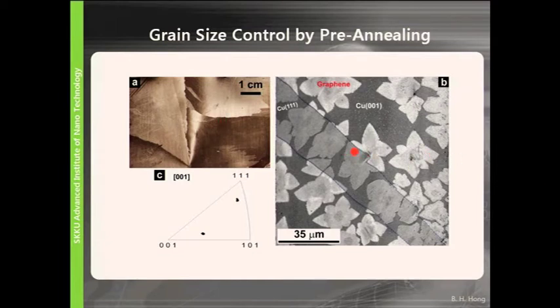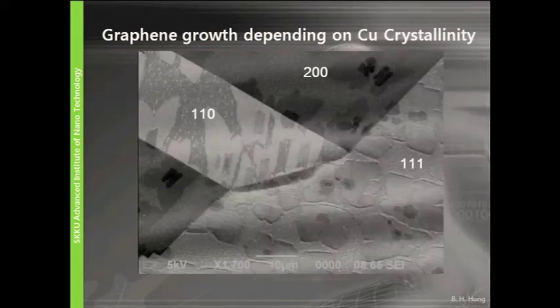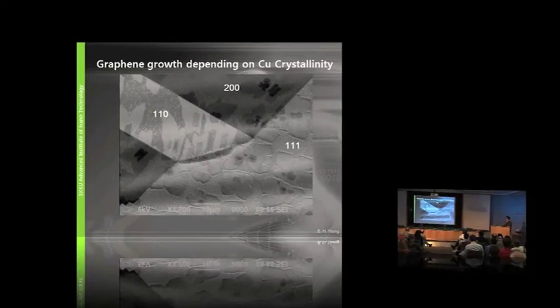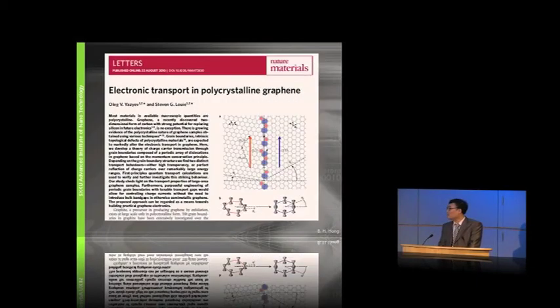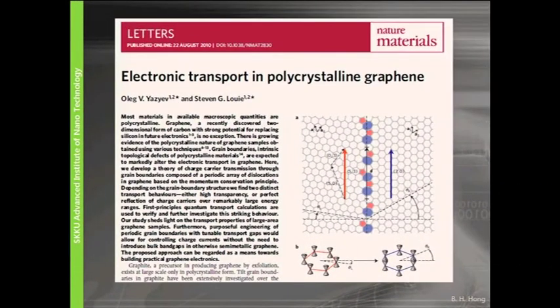This means that the growth of graphene on copper is not epitaxial. And as you see here, the graphene can grow on the 111 or 110 or 200 surface of the copper. So we think that the single crystallinity of copper is not so important to improve the quality of CVD graphene. And in this theory paper, they claim that the angles or the periodicity of the grain boundary is very important for the electrical properties of graphene.